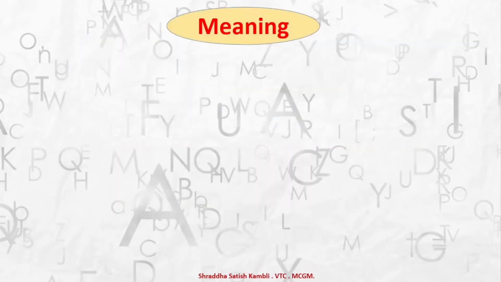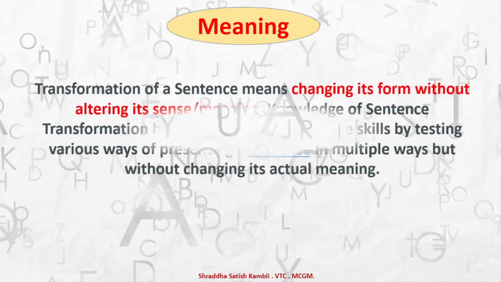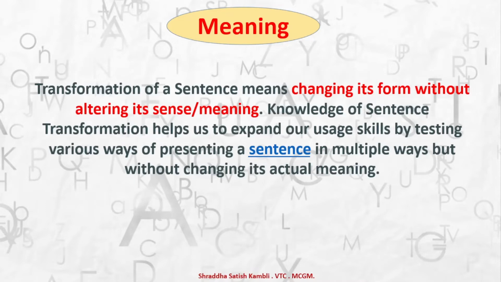So come on, let's start with understanding what the meaning of transformation of sentences is. Transformation of a sentence means changing its form without altering its sense or its meaning. So when you transform a sentence, you change its form. Sometimes you change the words in it. But when you change the form, what does it mean? A sentence may be positive, you make it negative. A sentence may be in the form of a question, you make it into a statement. We change its form, of course, but we do not alter the meaning or the sense of that sentence.